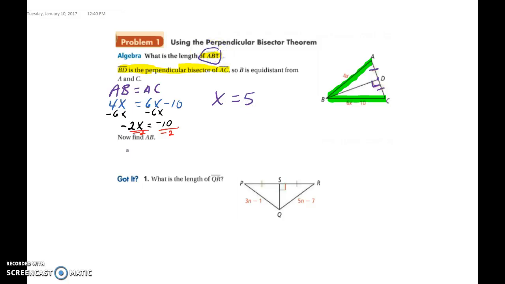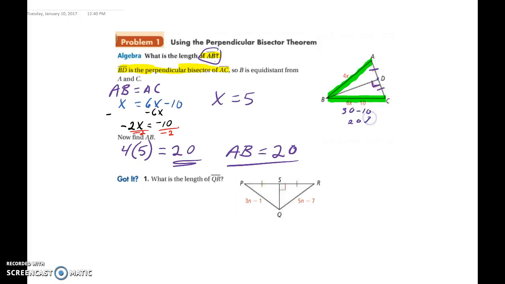But that's not what the question asked for. It says, what is AB? So we'll plug it in. 4 times 5 is equal to 20. So we know that AB is equal to 20. Now you could plug it into the other one to make sure that it is correct. 6 times 5 is 30, and 30 minus 10 is 20, so we know that we got the right answer. And then the last problem is what is the length of QR?